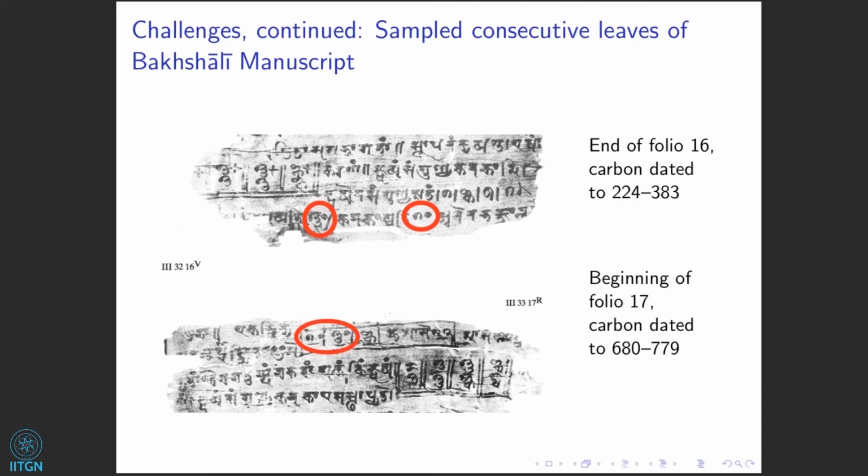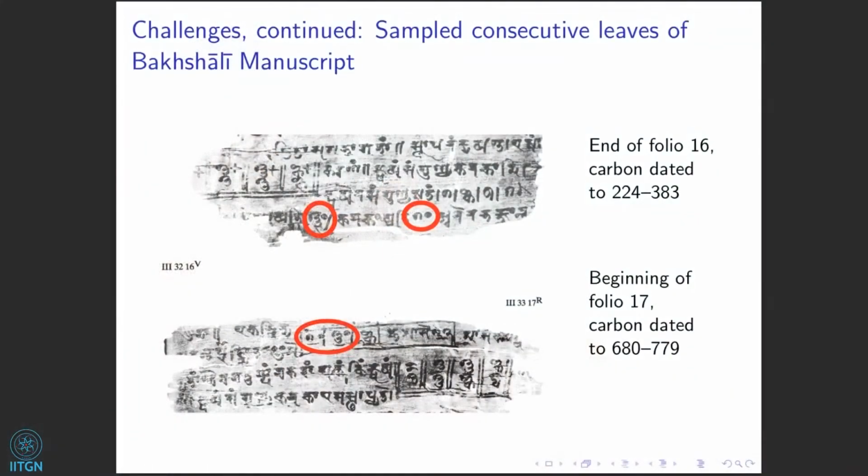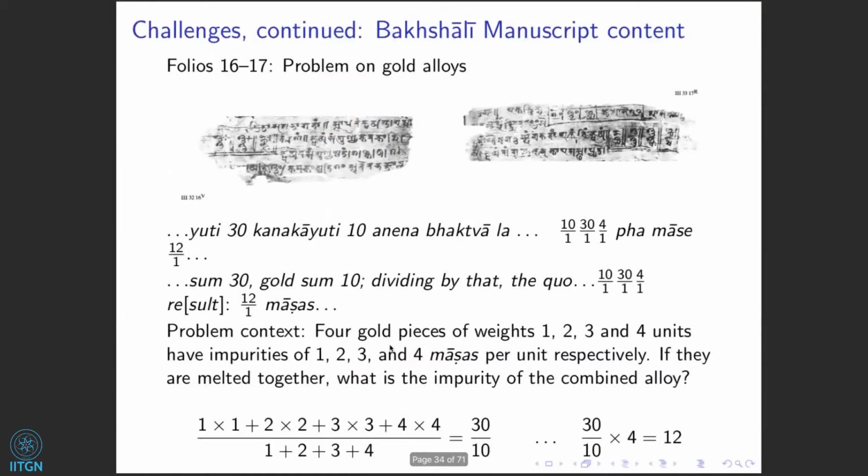So you note that here is the end of folio 16, verso, the back of 16, and here is the front of folio 17. So 2 contiguous pages with a continuous stream of text on them, and they are dated by the carbon-14 analysis to over 200 years apart. So that gives us something to think about.